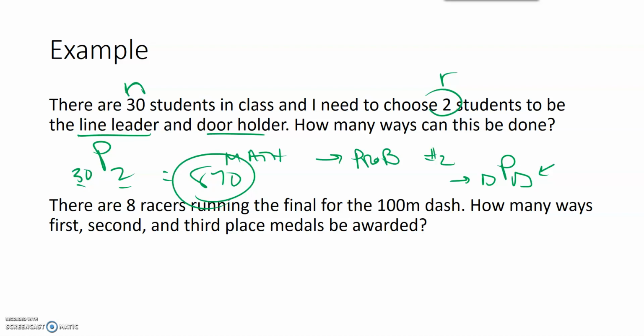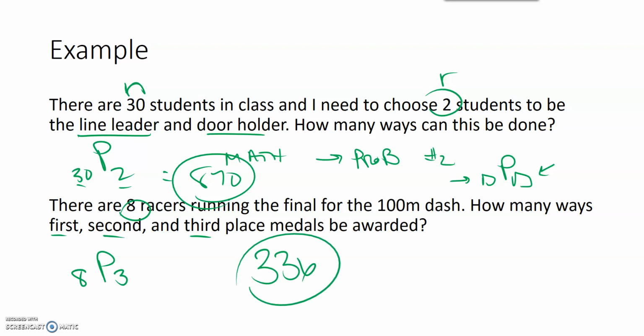Let's look at the second one here. There are 8 racers running the final for the 100-meter dash. How many ways can first, second, and third place medals be awarded? Okay, so I have 3 spots that I'm picking out of 8 things. So 8P3. Well, that problem should look familiar because we just did it. It was on the last slide. 8P3. So I'm not even going to do any work. I already know that this is 336.